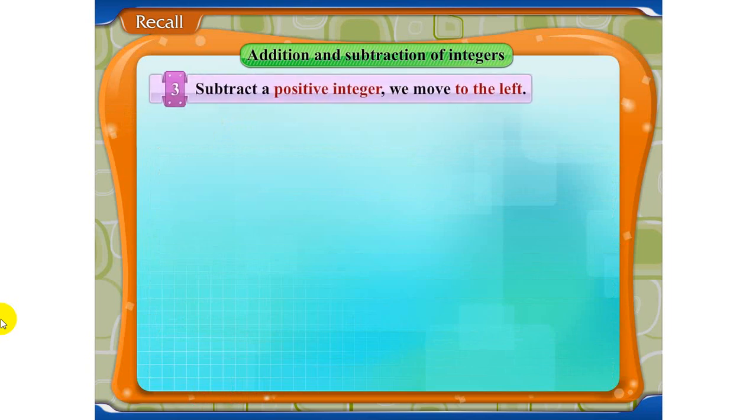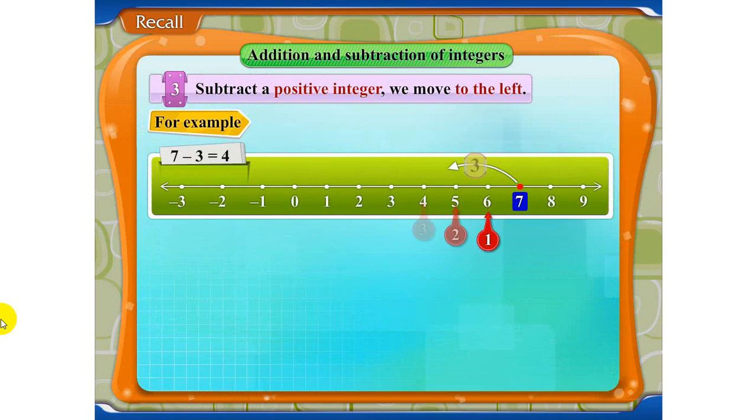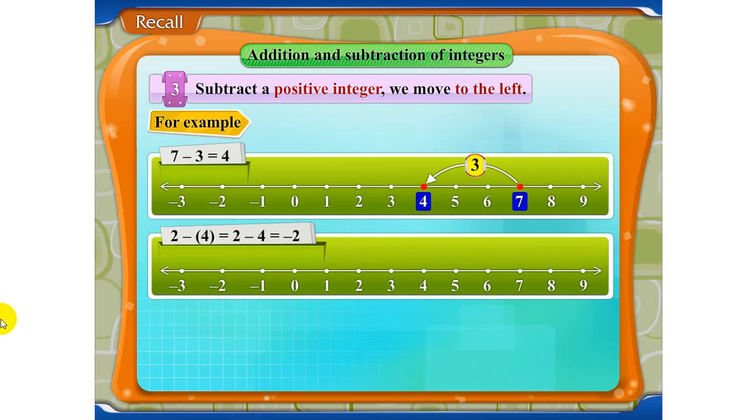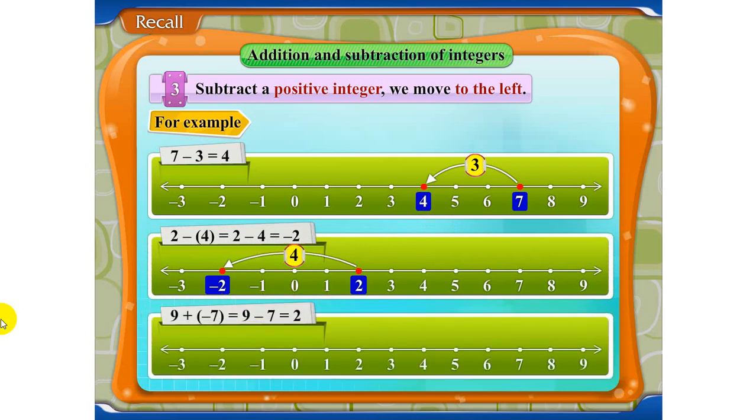3. Subtract a positive integer. We move to the left. For example, 7 minus 3 is equal to 4. 2 minus 4 is equal to negative 2. 9 plus negative 7 is equal to 9 minus 7, which is equal to 2.